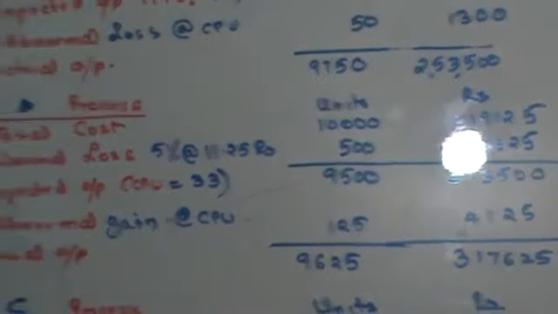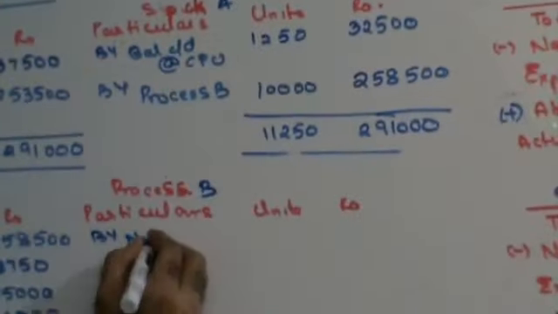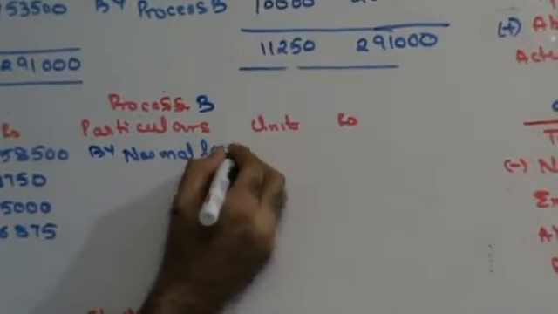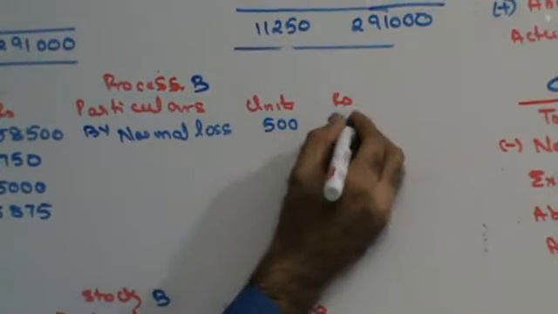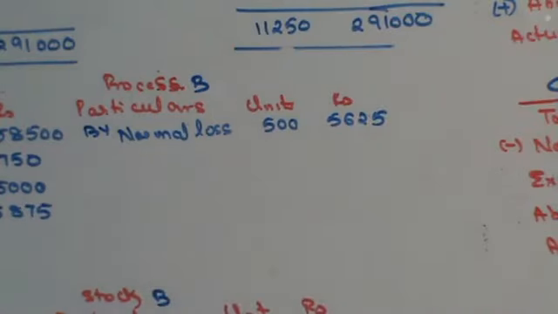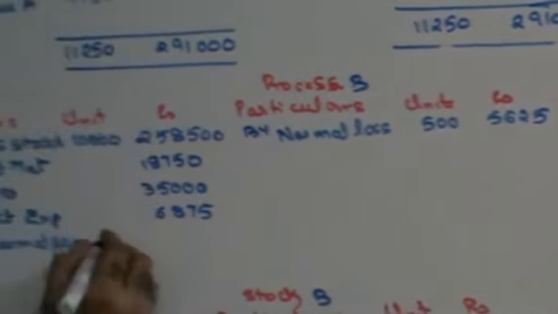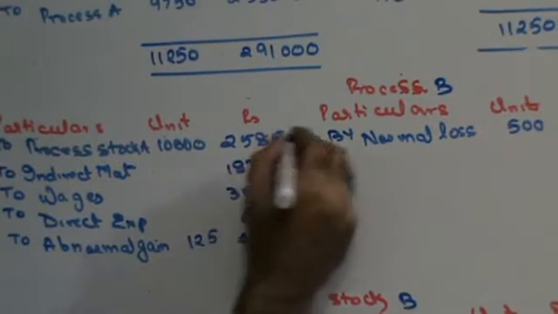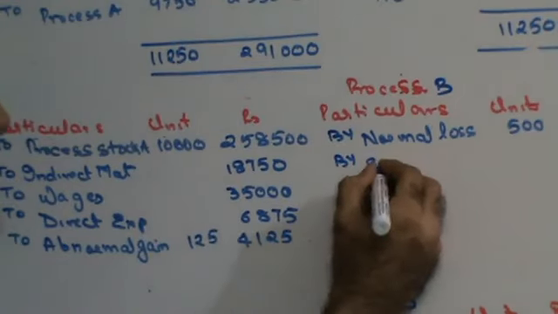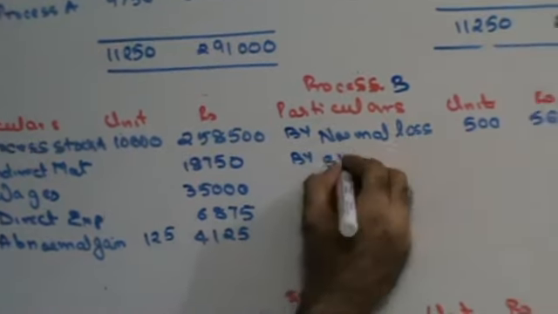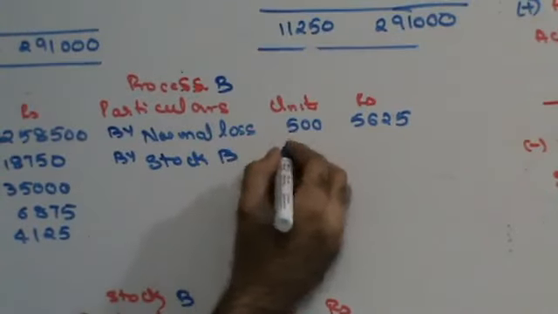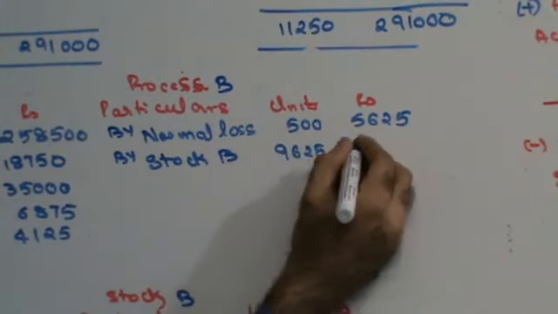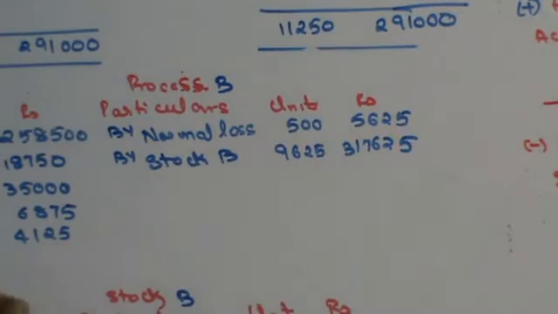This is 3,17,625. Now this can be written as by normal loss. Normal loss is 500 and 5625. Abnormal gain will be on the debit side. To abnormal gain is going to be 125 and 4125, and this is by stock B. Stock B is 9625 and 3,17,625.